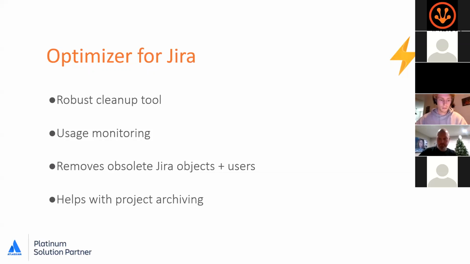Optimizer for Jira is not free, it's a paid add-on. It's available for cloud and for server and data center, of course. And it's a really handy tool if you want to perform yearly or bi-yearly cleanups and maintenance.